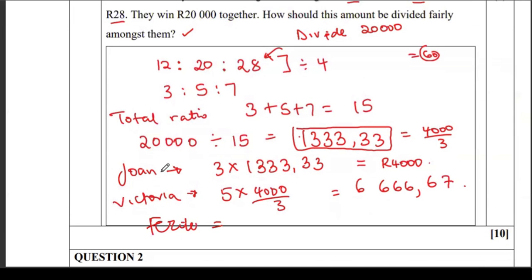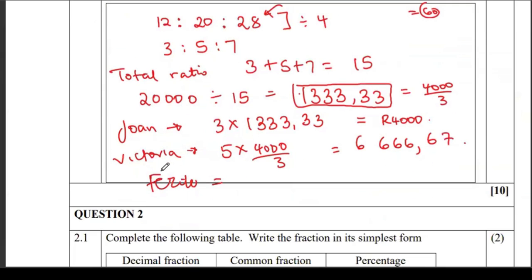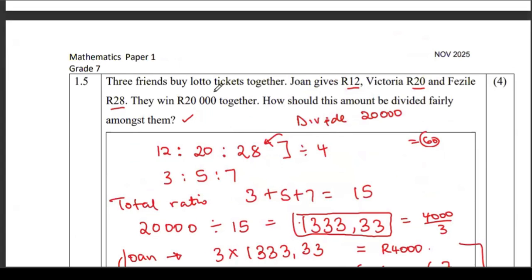And then lastly, we had Fezile. Fezile was 28, which is a 7. So 7 times 4,000/3, when I multiply that, I'll end up with 9,333.33. So that's basically what we get. If we add up all these 3 numbers, we should be able to get to the 20,000 that they gave us.